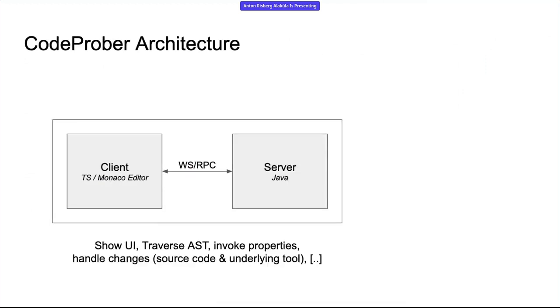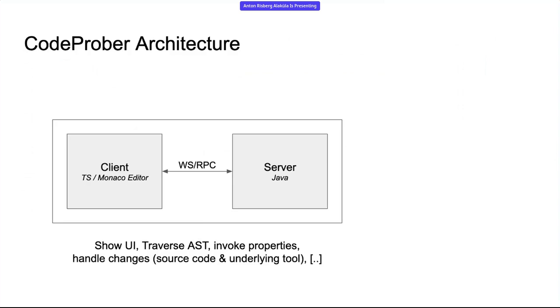So just briefly about the architecture. CodeProber is implemented in a client-server model. The client is written in TypeScript, uses Monaco for its editor. It communicates with the server written in Java over WebSockets, and it tries to do as much as possible while staying language agnostic. Any text-based language is supported here.